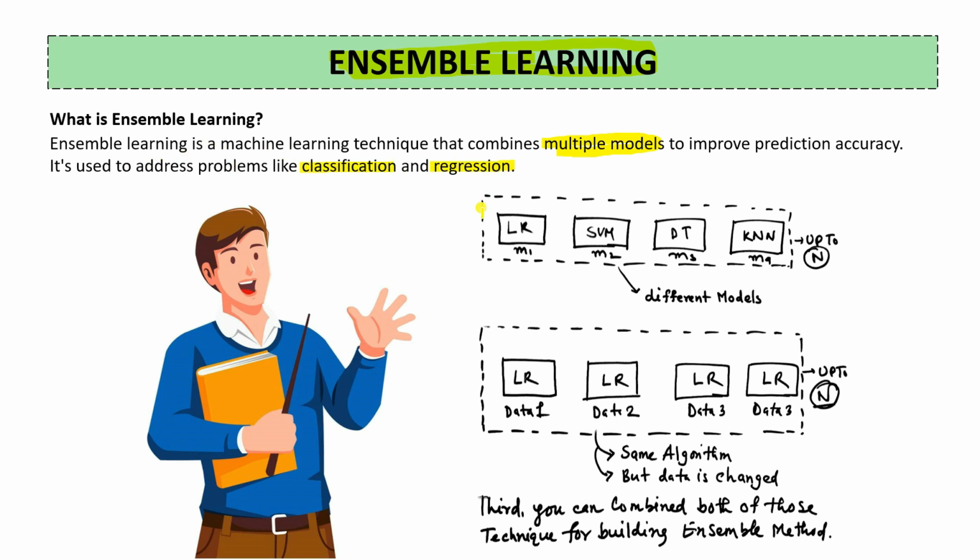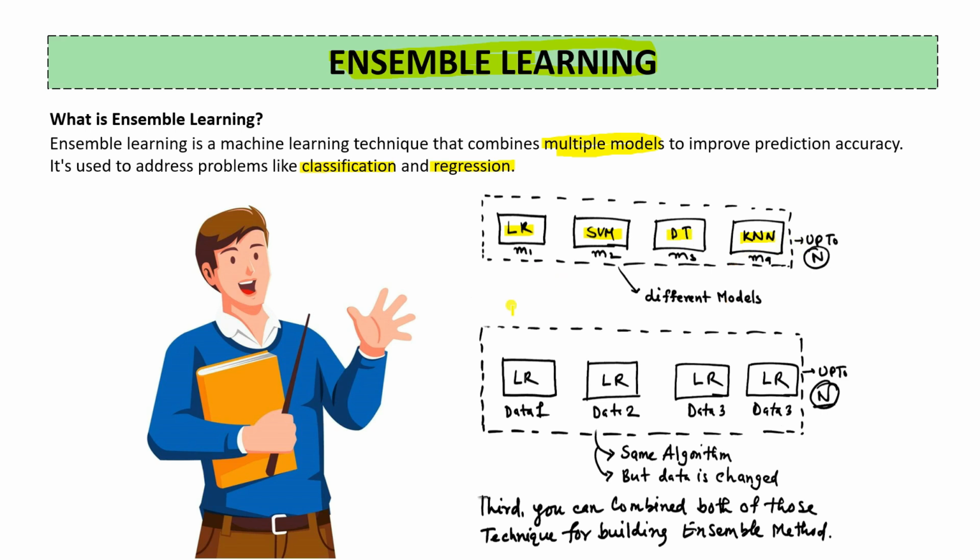The first technique is using different types of machine learning models. In the example you can see linear regression, SVM (support vector machines), decision tree and KNN. You can use up to n types of machine learning models. After that, I simply use them to do the predictions.